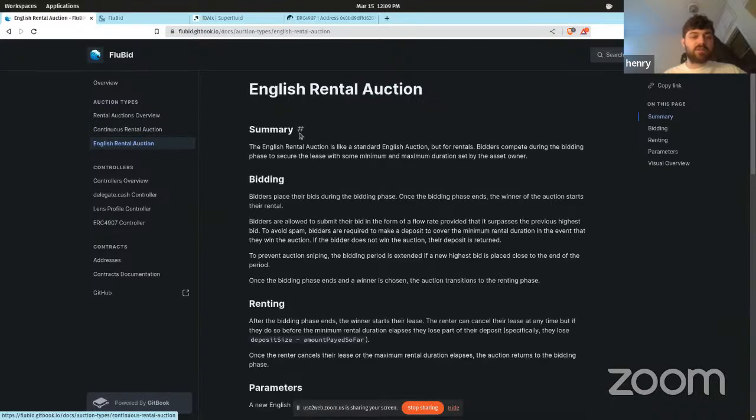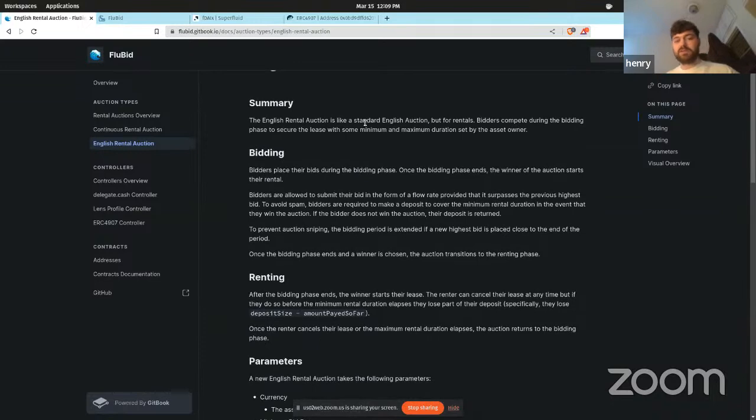In contrast, we also have the English rental auction, which has two phases. During the bidding phase, all the prospective renters can place their bids, and whoever wins that auction secures the exclusive right to rent the NFT for some minimum and maximum duration.